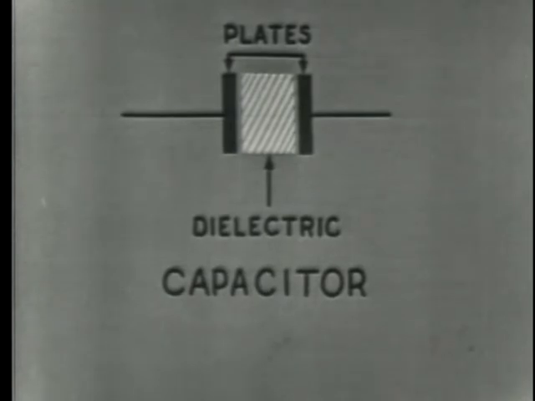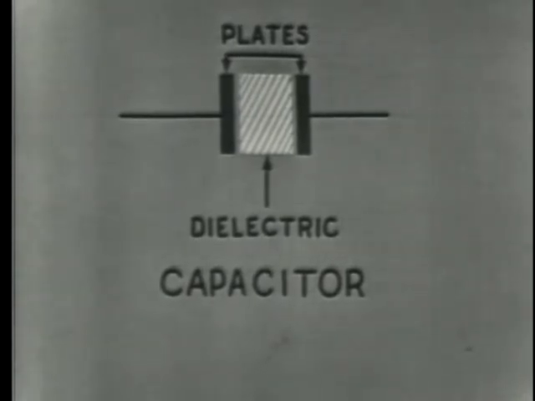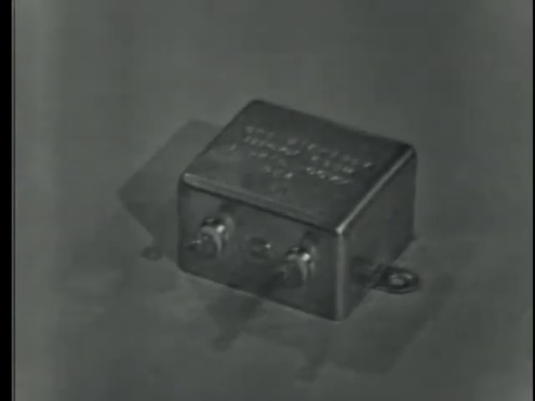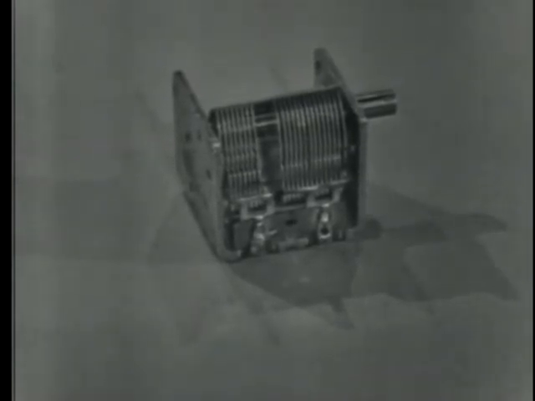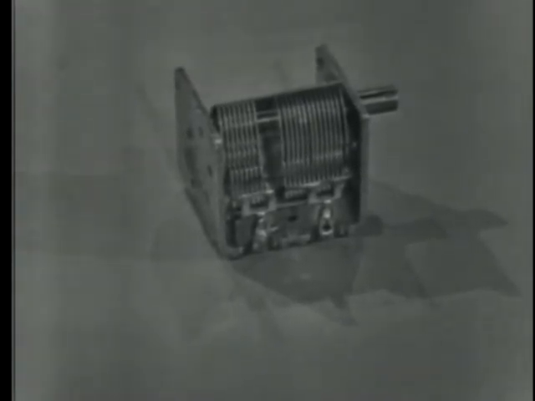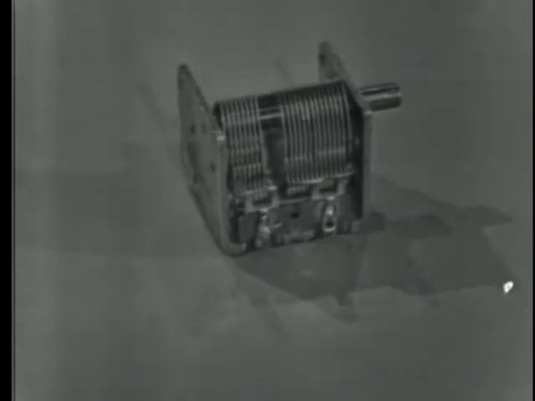While the plates themselves are of a conductor material, the dielectric could be one of several materials, such as oil, paper, mica, and it could even be air. This capacitor uses air as a dielectric between the plates and is a variable capacitor.